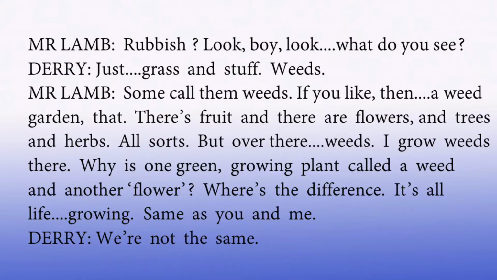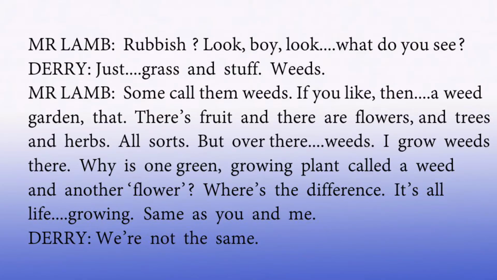Mr. Lamb: Rubbish? Look boy, look, what do you see? So, he once again asked him to look there and reply what he saw. Derry: Just grass and stuff, weeds. So, Derry said that he could see just grass and other things, and especially weeds. What are weeds? Weeds are all the unnecessary plants that grow in the garden or wherever. Mr. Lamb: Some call them weeds. If you like them, then a weed garden that. So, he said that okay, some people like to call them weeds. So, there can be a weed garden as well.